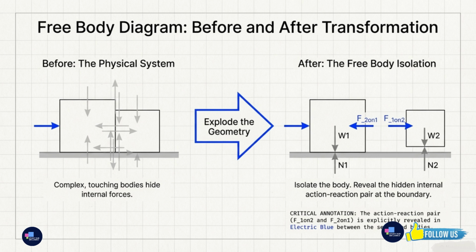The secret is to do what you see on the right. You mentally explode the system. You take each part and draw it all by itself, isolated. When you do that, suddenly all the hidden forces, like the pushes and pulls between the blocks, become visible. Once you have this beautiful, clear diagram for each body, applying your F equals ma or your equilibrium rules is an absolute piece of cake.